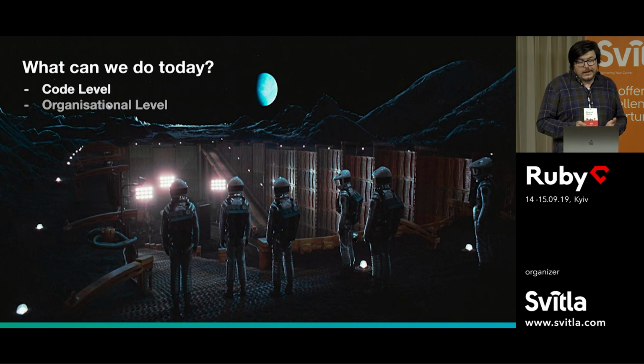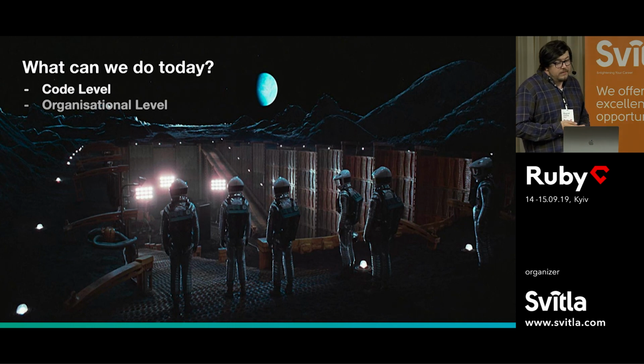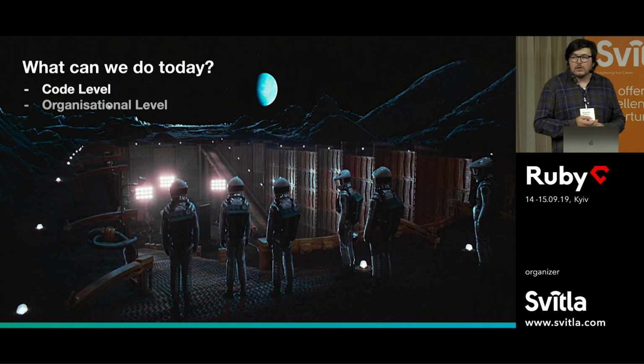So let's see the practical steps. We will start at the lower level with the code itself and how to improve that. It is always easier to extract things and separate when we have clean code to work with.